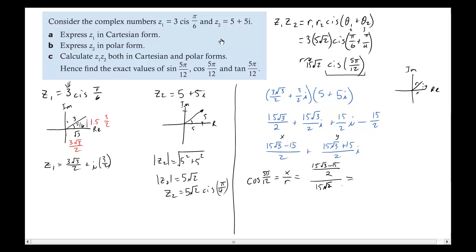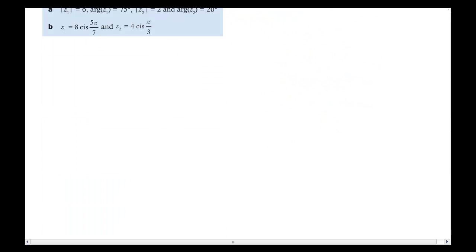And so we can simplify, put those together. So we end up with 15 root 3 minus 15 over 30 root 2, which of course then simplifies to root 3 minus 1 over 2 root 2. And it's fine like that. If you want to multiply top and bottom by root 2 to get the radical off the bottom, you can. But essentially, there you go. That is your cosine of 5 pi over 12. You do similar things for sine and tangent, but I'm going to leave that up to you because I've got other things to show you.